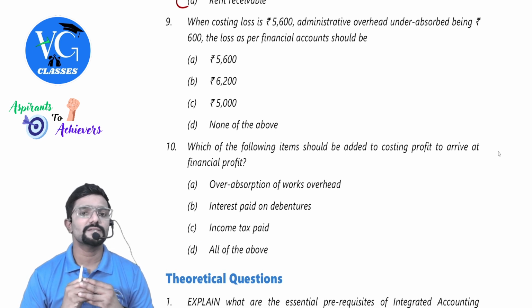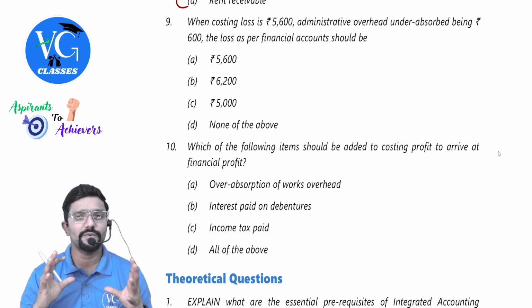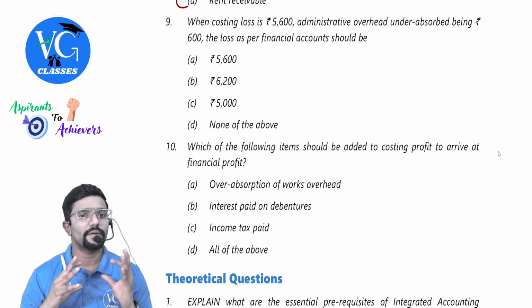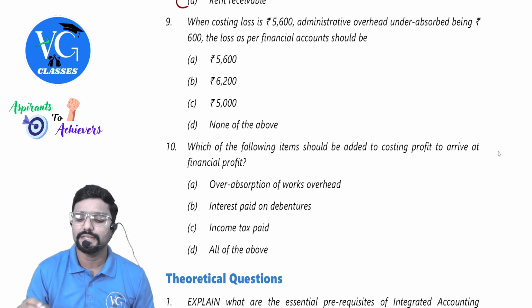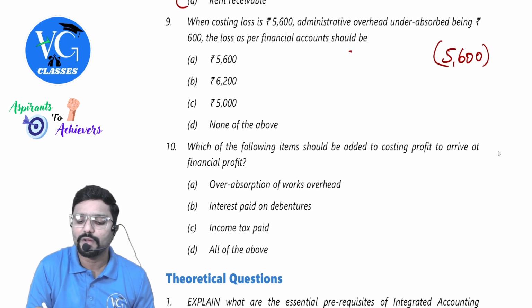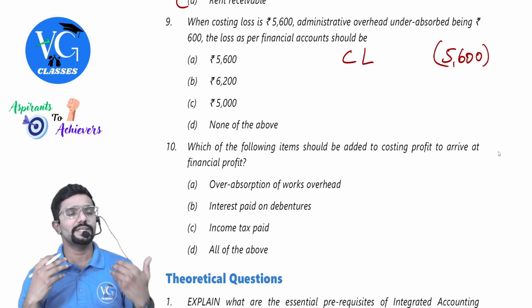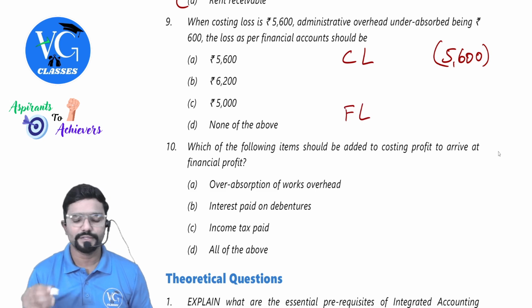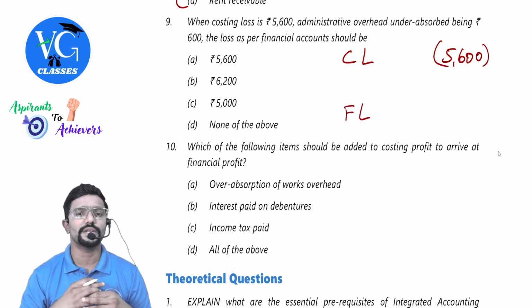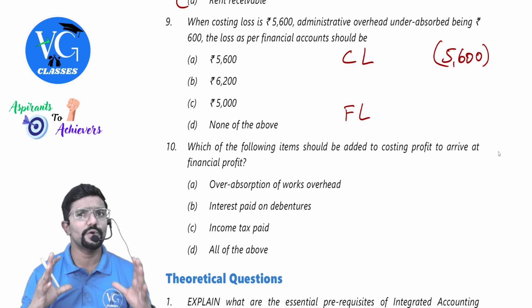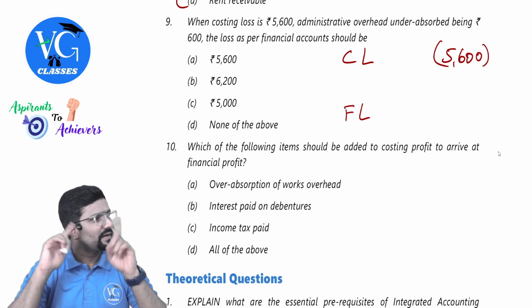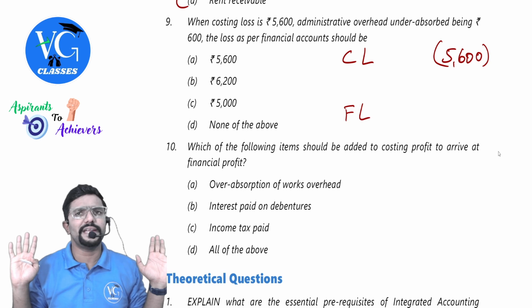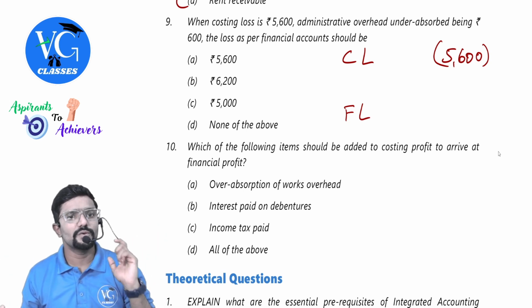When costing loss is 5,600, administrative overhead under absorbed being 600, that is in cost books. The loss as per financial account should be, guys, our starting point is negative 5,600 costing loss. Now we need to find out financial loss. Now there is an under absorption, guys. Even though it is a loss, I have told you, you have to analyze from profit point of view. Anyway, my starting point I have put in the bracket, so it will be automatically taken care of. Okay, sir. So what is it?